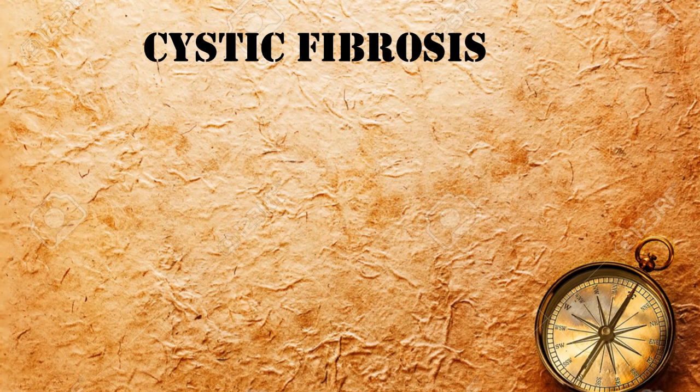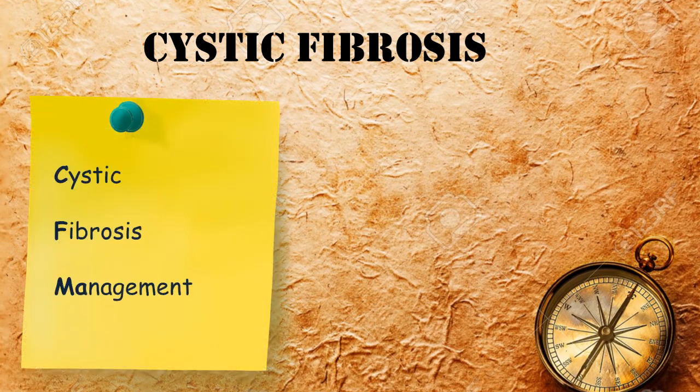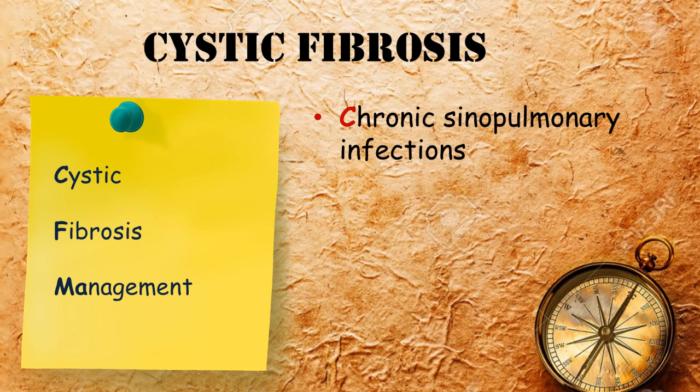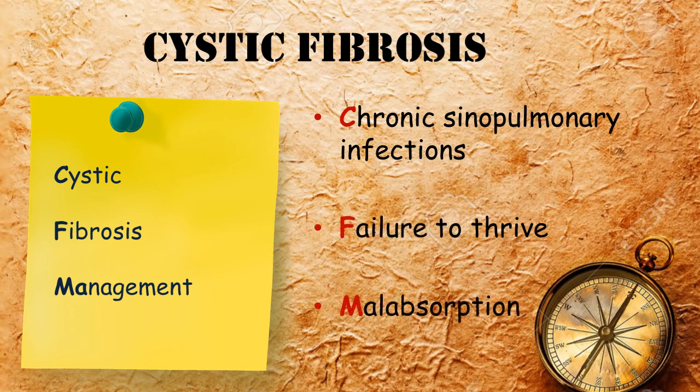Then comes cystic fibrosis, and the mnemonic is cystic fibrosis management, that is CFM. So let's see what are all the symptoms. C belongs to chronic sinopulmonary infections, and F belongs to failure to thrive, and M belongs to malabsorption. So in case of cystic fibrosis, try to remember this mnemonic, and the gene number of cystic fibrosis is also more important.